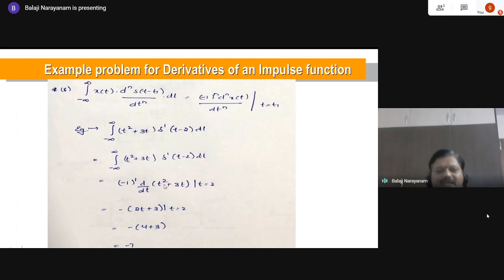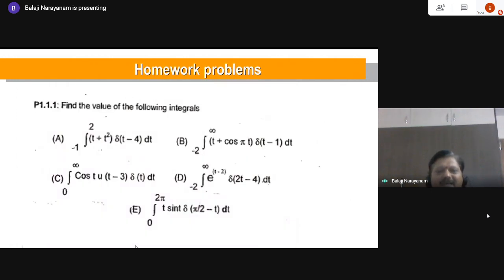So d by dt of t square is 2t and d by dt of 3t is 3. As we are multiplying with a minus 1 value, it results in minus 2t plus 3, and at time t equal to t1, we need to substitute. In place of t1 we have 2, and if we substitute that value of t as 2, we get minus of 2 into 2 is 4, and then minus 4 plus 3, that results in a numerical value of minus 7. So this is an example problem for finding the nth derivative of a given impulse function.